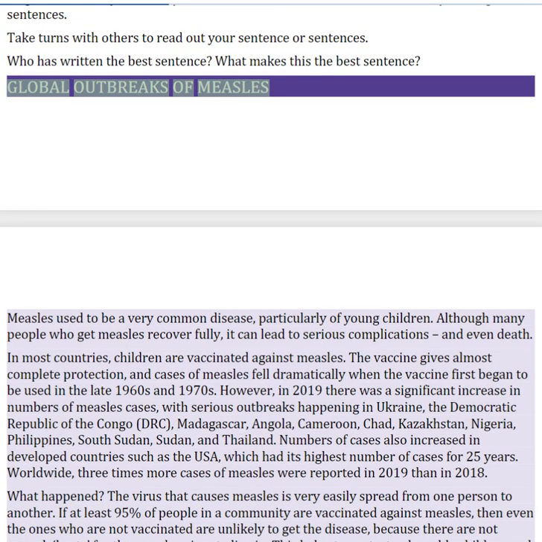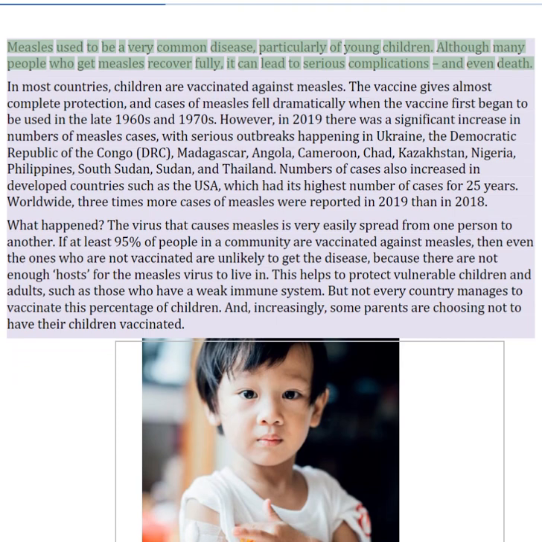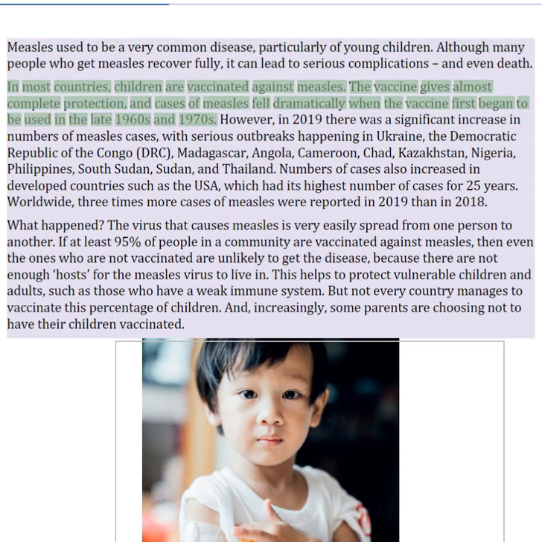Global outbreaks of measles. Measles used to be a very common disease, particularly of young children. Although many people who get measles recover fully, it can lead to serious complications and even death. In most countries, children are vaccinated against measles. The vaccine gives almost complete protection, and cases of measles fell dramatically when the vaccine first began to be used in the late 1960s and 1970s.